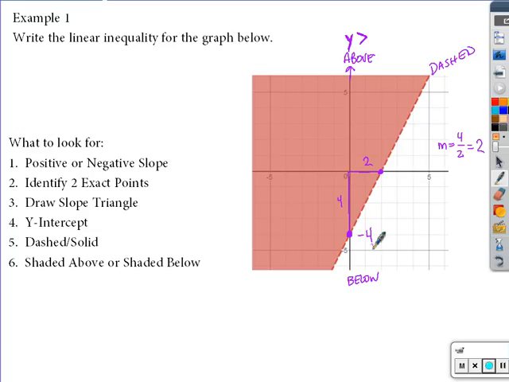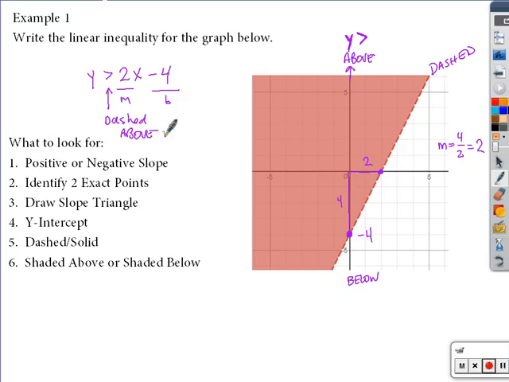So when I put all of these pieces together, I'm going to have y is greater than 2x minus 4. Okay? -4 was the y-intercept. 2 was the slope that I found. Greater than because it's dashed, and because it's above.